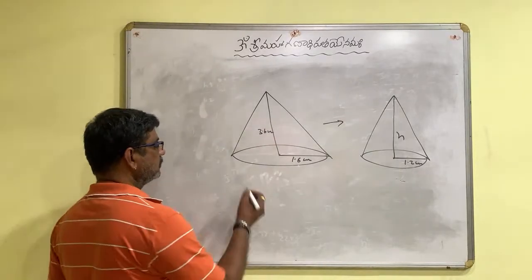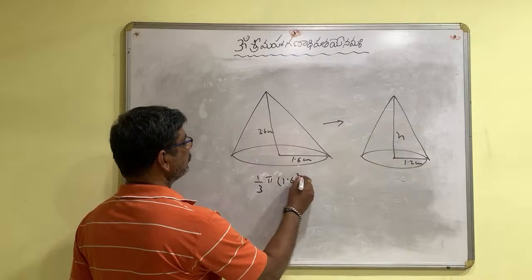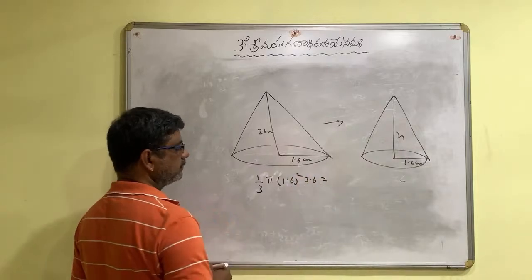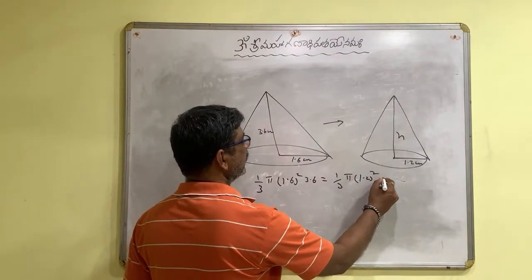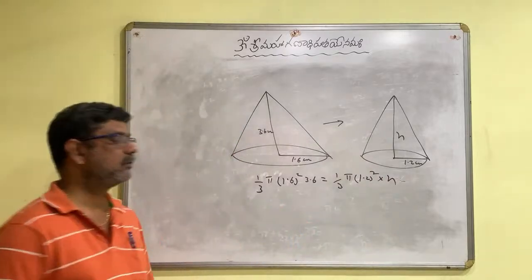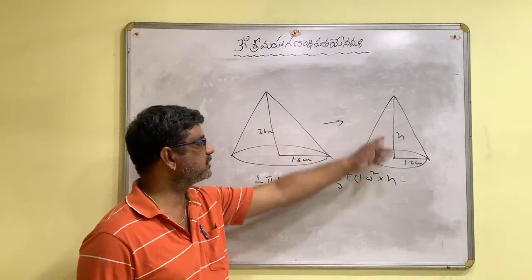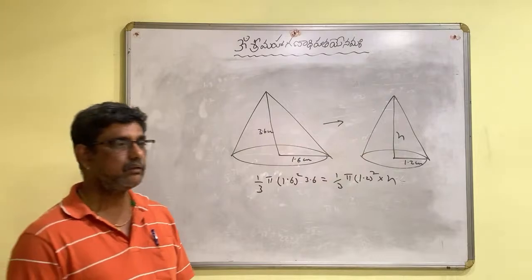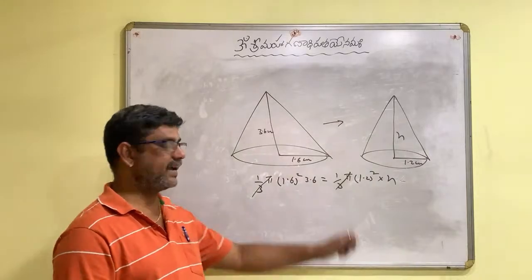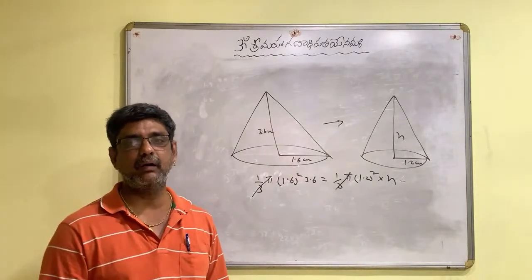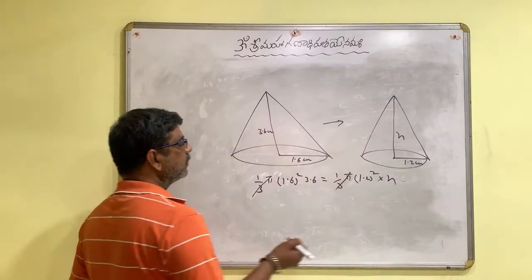That means 1/3 pi r1 square h is equal to 1/3 pi 1.2 square into h. Volumes equal. Volume of this cone is this and volume of this cone is this. Both are equal. So here we can cancel these two. 1/3 pi is common on both sides. Okay. Now, in order to find out h, what do we have to do?